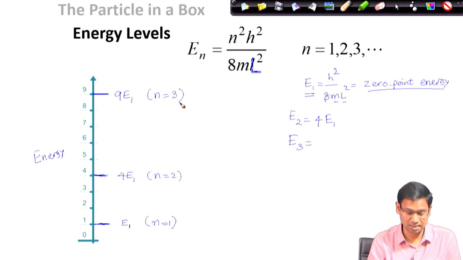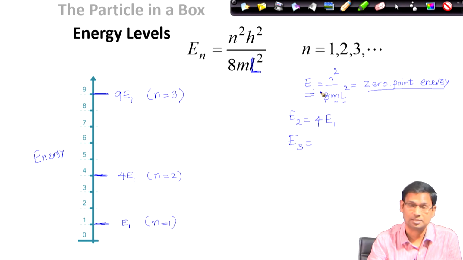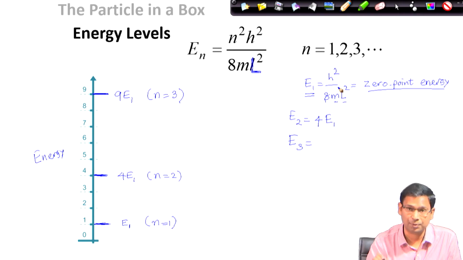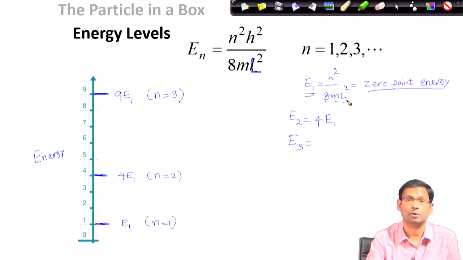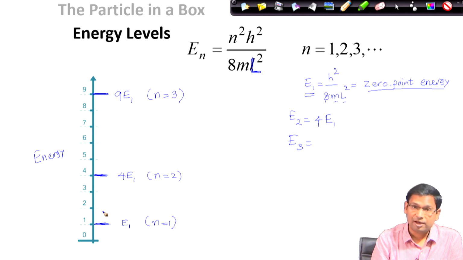One thing that you notice is that the only allowed energy levels are E 1, 4 E 1, 9 E 1, where E 1 is a constant, that is the zero point energy, and it is a constant for a given system, for a particle with given mass confined to a box of length L. All other values of energies are not allowed. This is what quantum mechanics gives us.